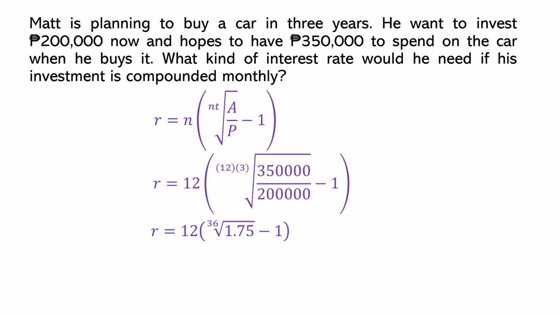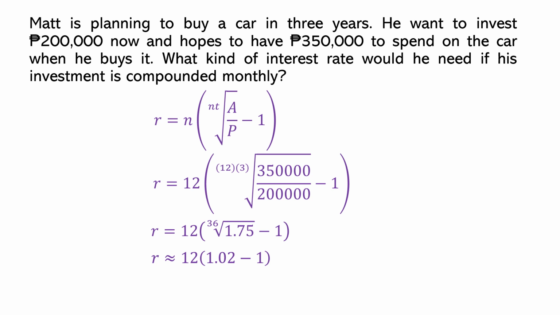Now I'm going to compute the 36th root of 1.75. We'll just put R approximately equal to, because we're going to round off later, so it will not be exact anymore. Then copy the 12. And the value of the 36th root of 1.75 is approximately 1.02. We'll just round it off to 2 decimal places. And then copy the minus 1. So again, we get 1.02 from the 36th root of 1.75.